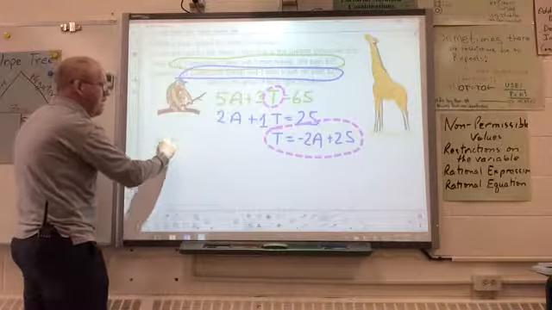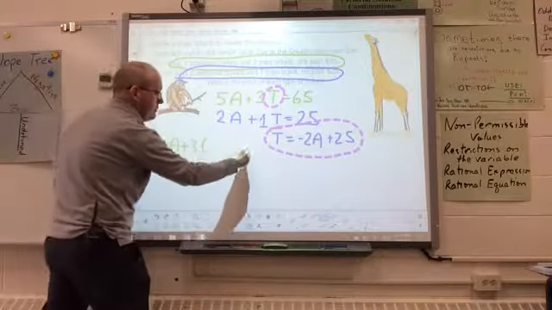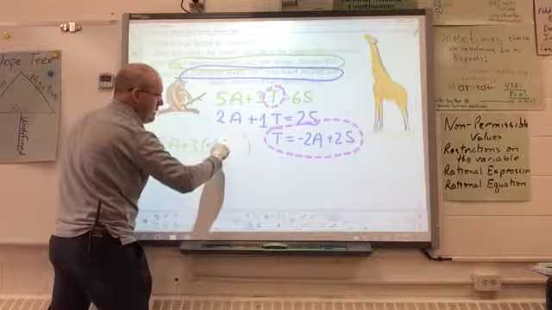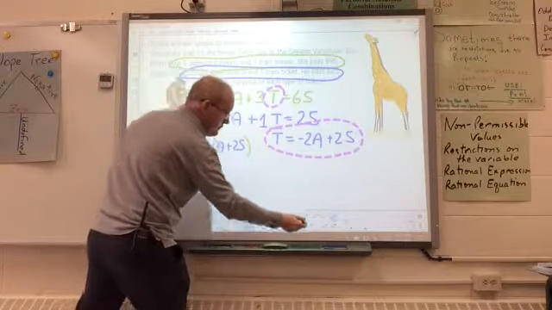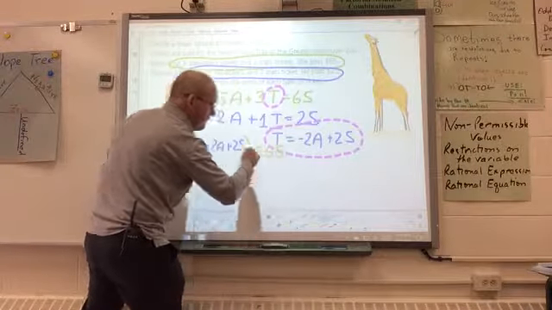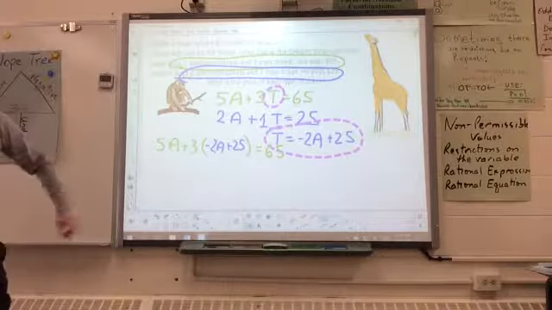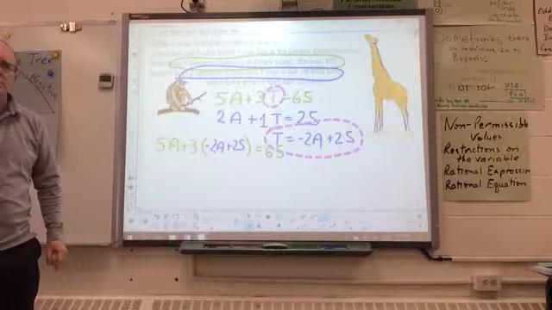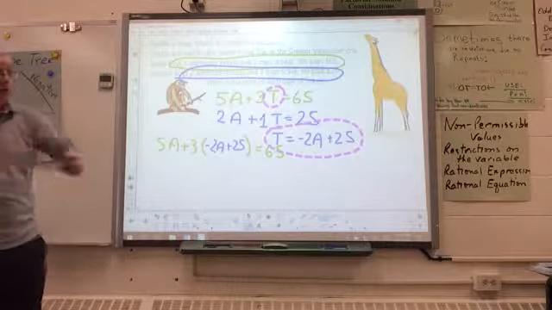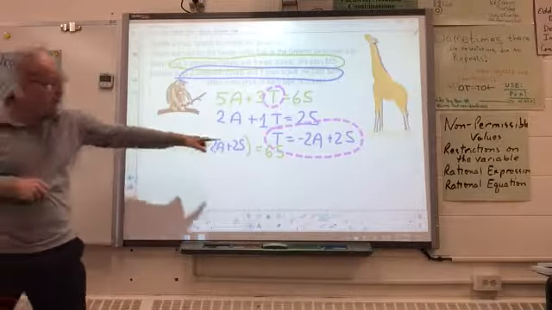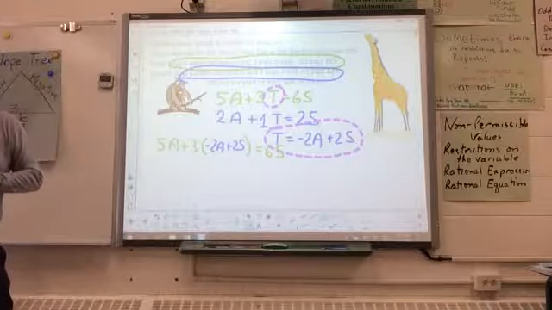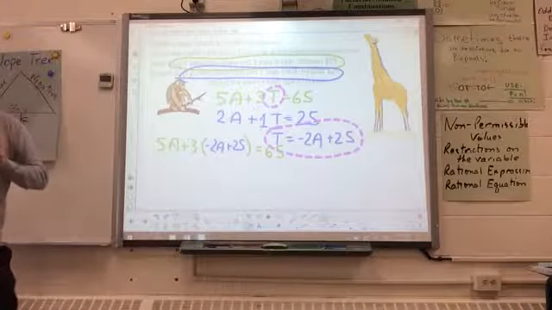So 5a plus 3 times, instead of t, I write minus 2a plus 25, equals 65. Now, this looks complicated, but what I'm trying to do is rearrange to one equation, and I have one unknown, the admission price, or A. With one equation and one unknown, I can solve it.